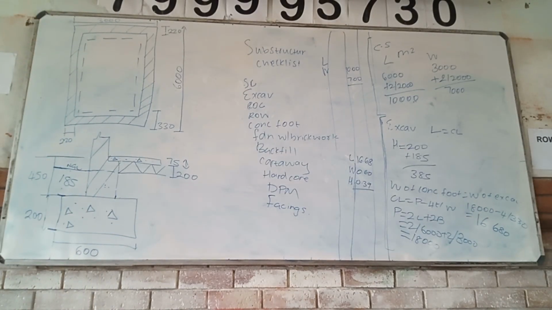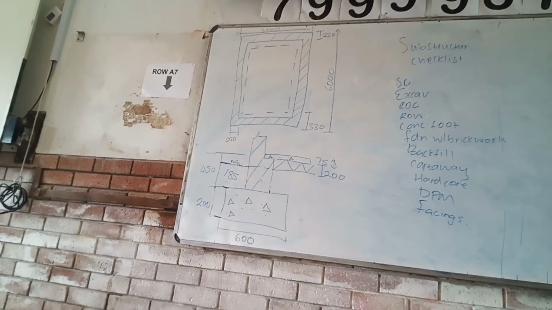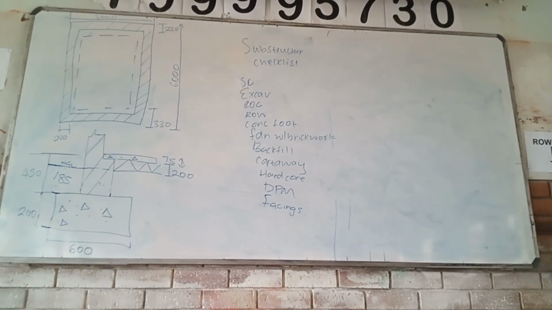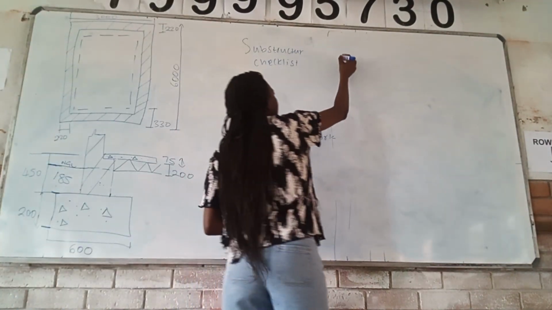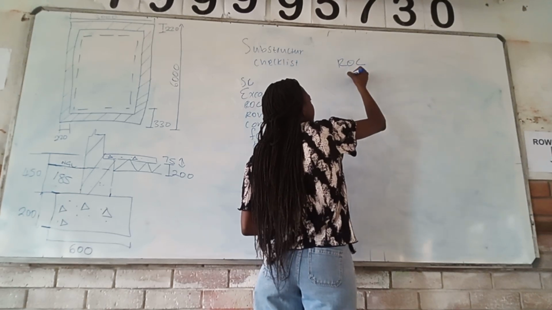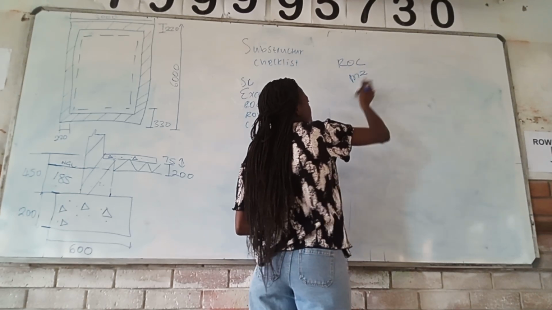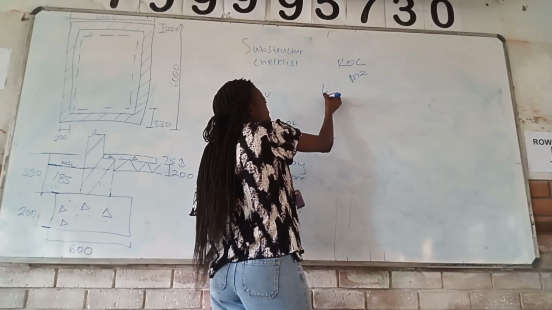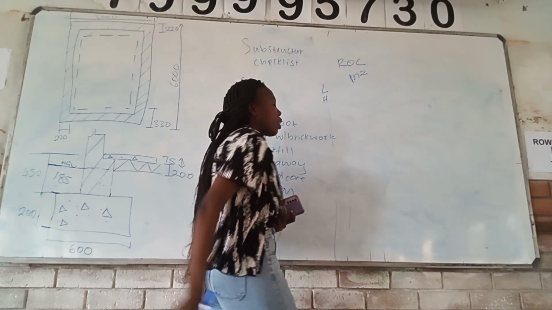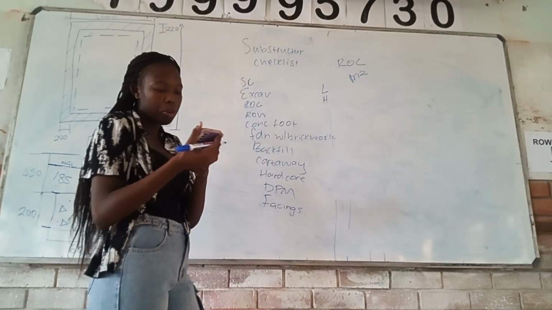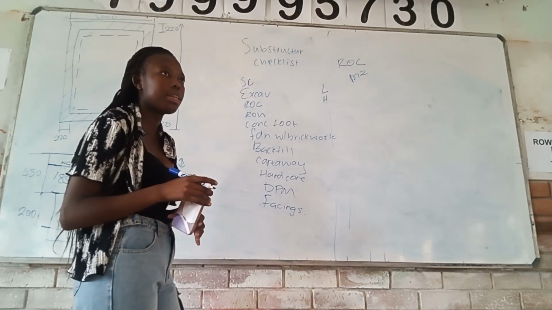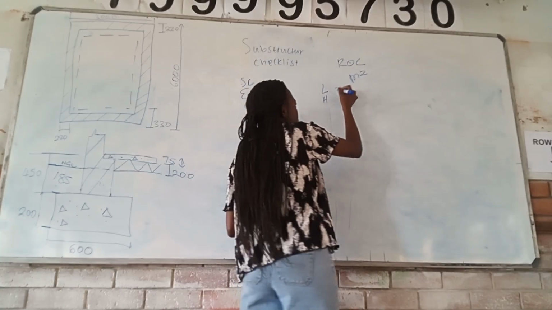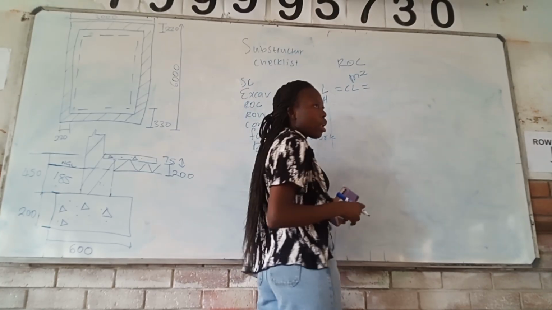Alright. After excavation, what is next? Okay, we're now going to the risk of collapse, ROC. ROC, as you said, it is square meter again, which is the length and height. It has no width again. So the length of risk of collapse is the center line, right? Length of risk of collapse is equal to the center line. What is our center line?